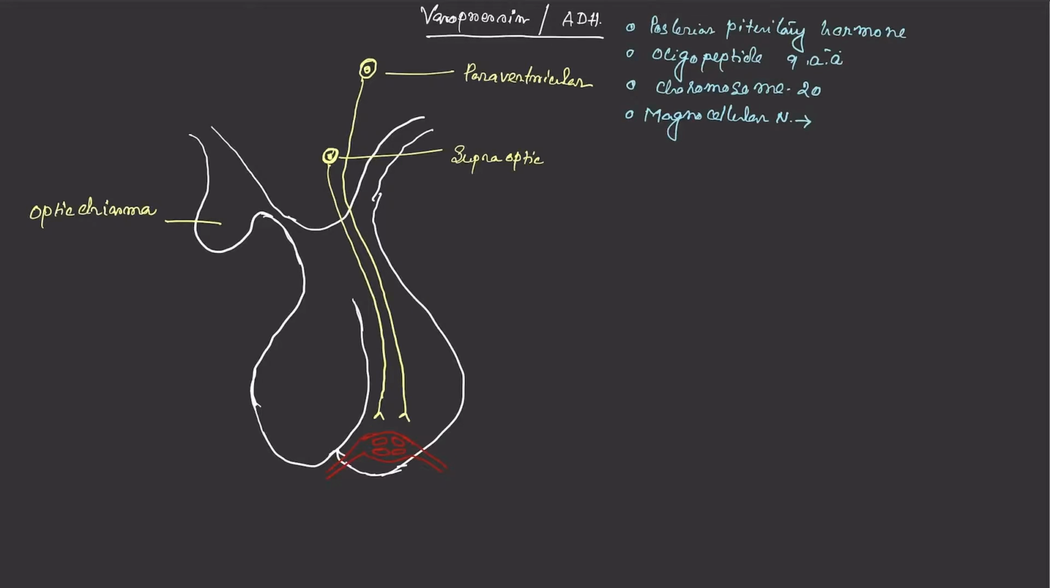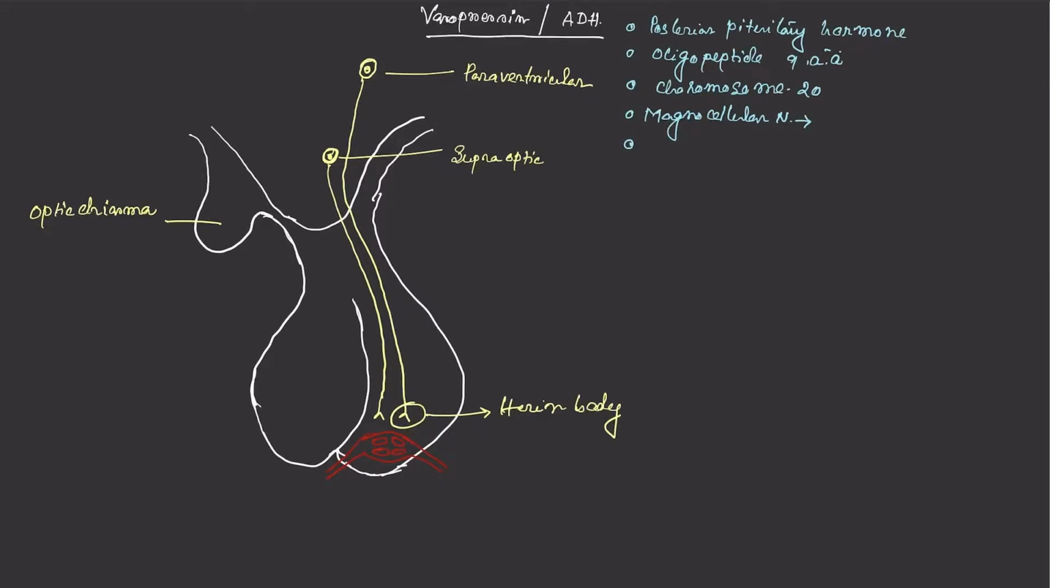The storage of the vesicles at the terminal end of the nerve causes swelling, which is known as the Herring body. So the storage of the vesicles causes expansion of the nerve ending, and this is called the Herring body.